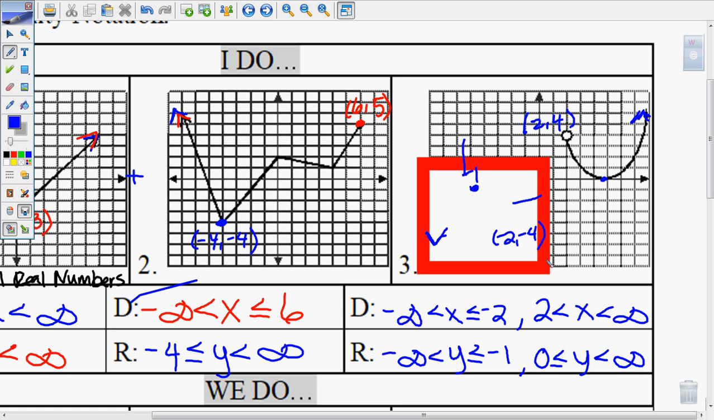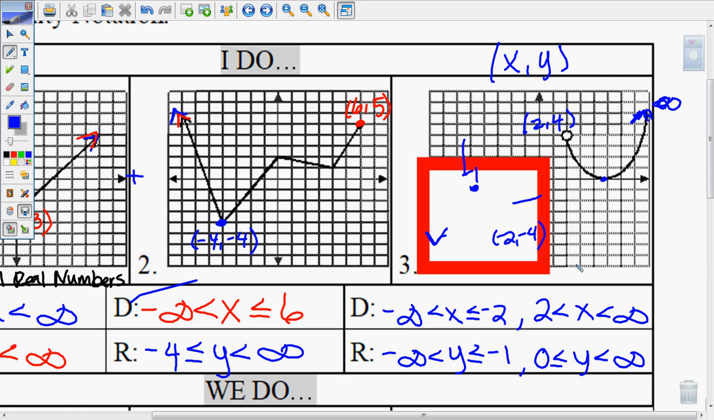So when I'm describing my domain, domain is your x, right? So if my coordinates are x, comma, y, and I'm looking for a domain, I'm focused on the first value, right? So my x is what? 2. So therefore my domain starts at 2. And it's an open circle, so it's strictly less than. Okay? And then there's this arrow guy right here, and because there's an arrow, I'm going on forever to positive infinity.